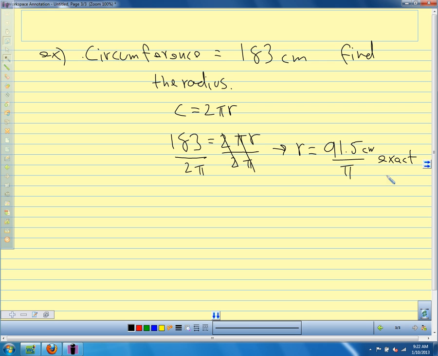If I divide 91.5 by 3.14, I get that it's approximately 29.14 centimeters. And that's my approximate answer. I got that just by dividing 91.5 by 3.14. So that's my approximate answer. Exact answer, approximate answer. Exact just means don't replace the pi, just leave it where it is and multiply or divide the numbers.